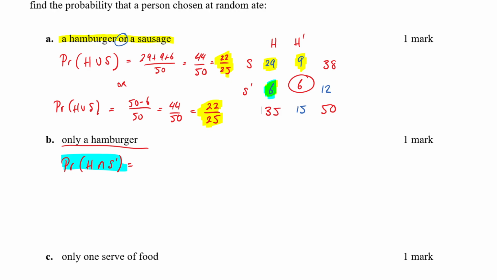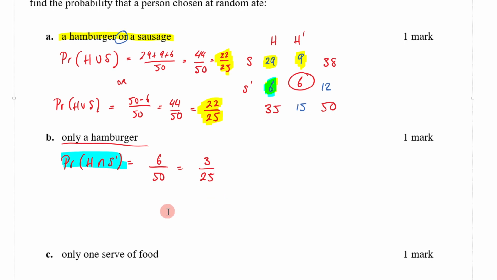So that means, what are we going to do? We're going to come here. So it was only a hamburger. Yeah. So it's going to be 6 on 50. And 6 on 50, once we halve them both, will be 3 on 25. So just make sure that you're halving them there, or simplifying as far as you can go. And that's as far as we can simplify there.